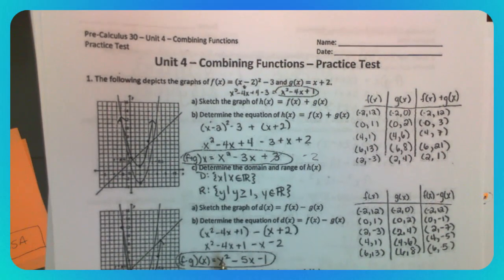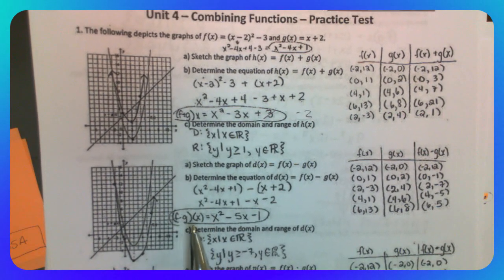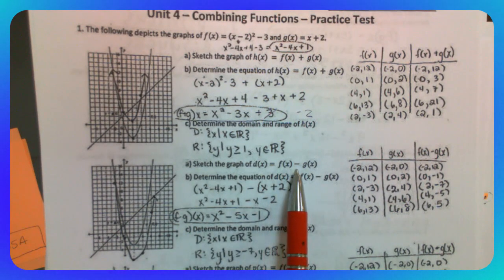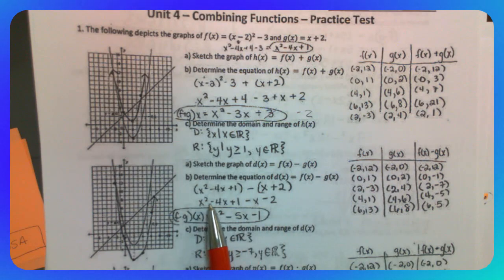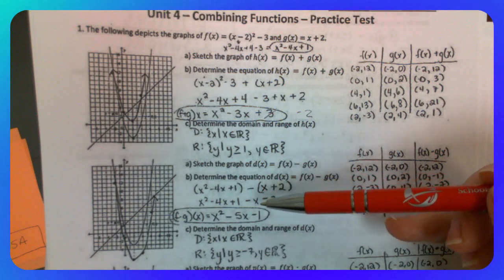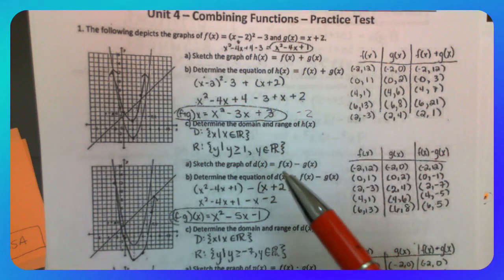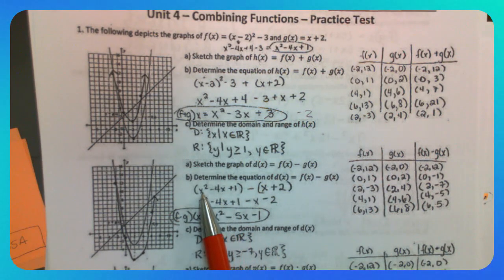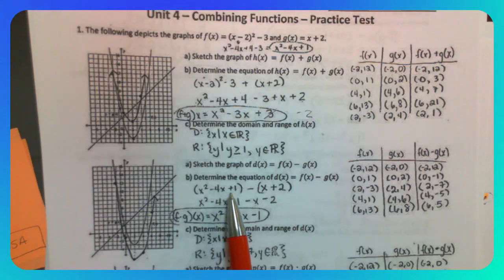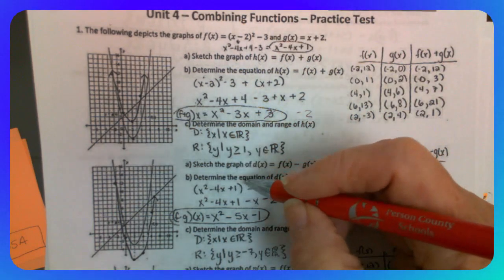All right, let's go to number 2. We're going to be doing the same thing. We have the same two functions. We're going to be subtracting them. So once you have this x minus 2 squared foiled out, you're going to use that. And I'm seeing some mistakes in this, so go back and work through this carefully. So we have x squared minus 4x plus 1, and then minus 3.